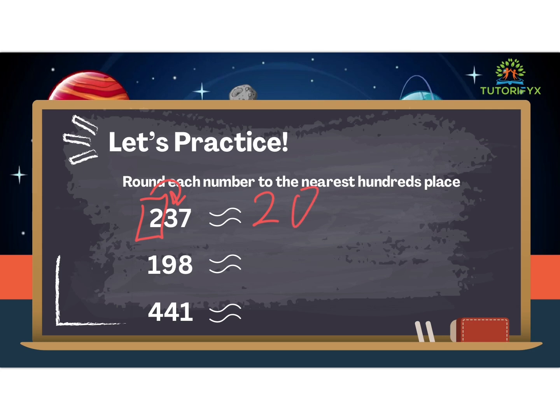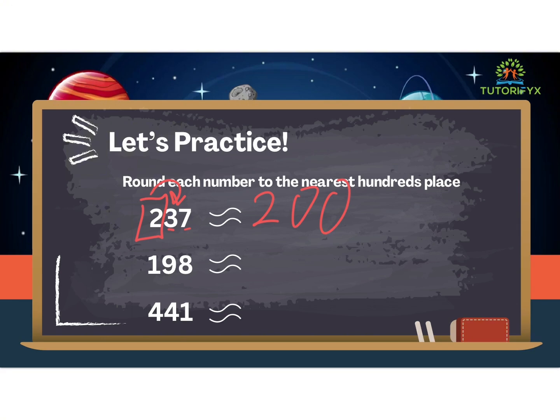But guess what? I don't just have 1 zero. How many digits are behind that number in the box? There are 2. So that means I need to have 2 zeros right after the number 2. Let's look at the number 198. You give it a shot. What do you think 198 rounds to?